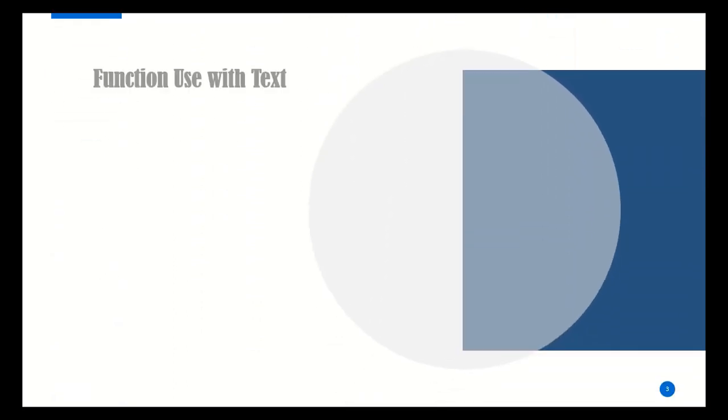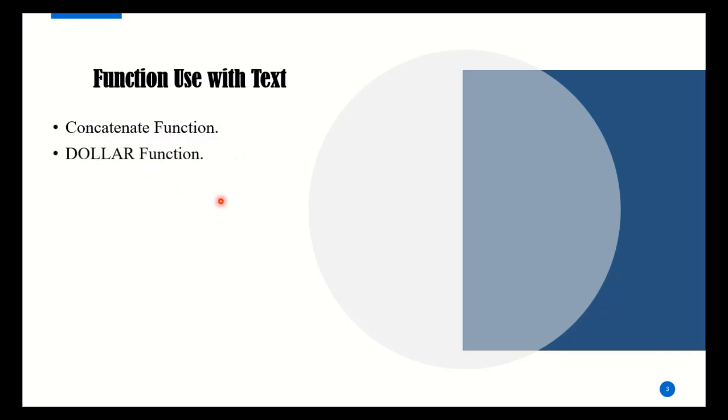So next, functions used with text. Today we will talk about 4 of these functions. The first one is the CONCATENATE function. The second is the DOLLAR function, and the third is the EXACT function. The fourth is the FIXED function. Okay? We will talk about the 4 of them one by one.